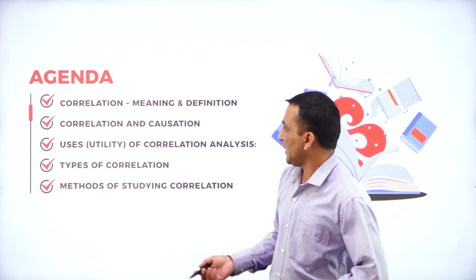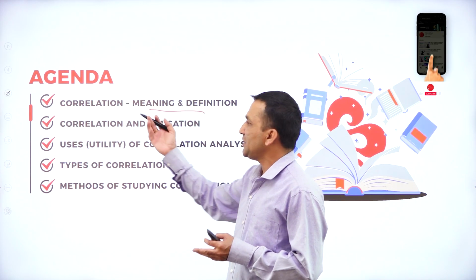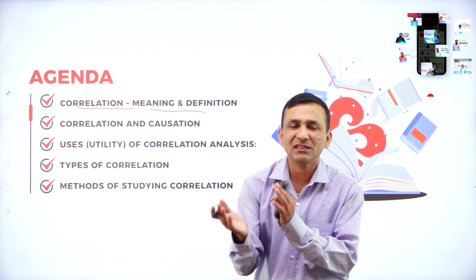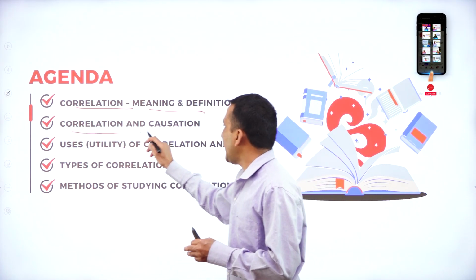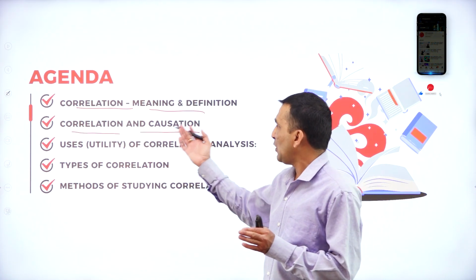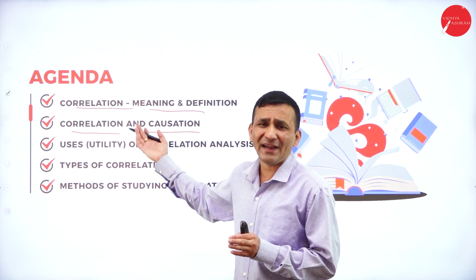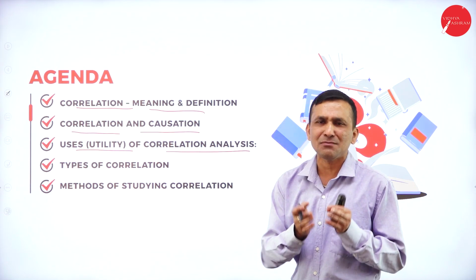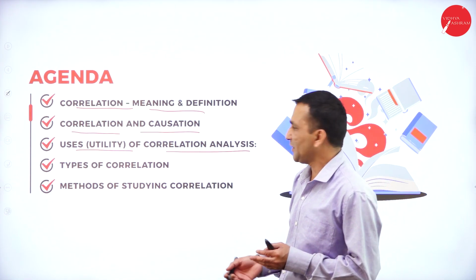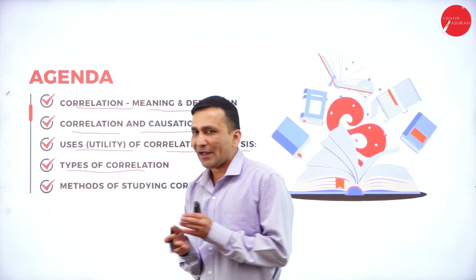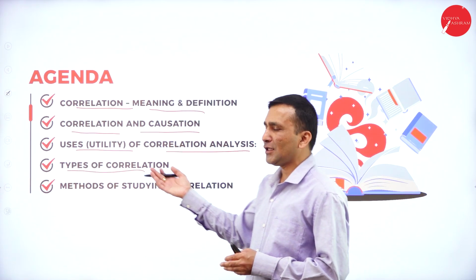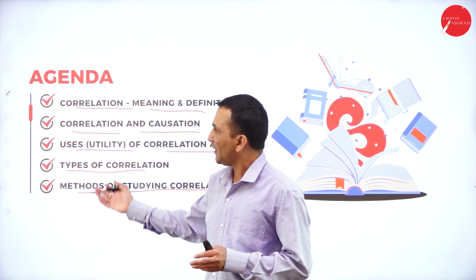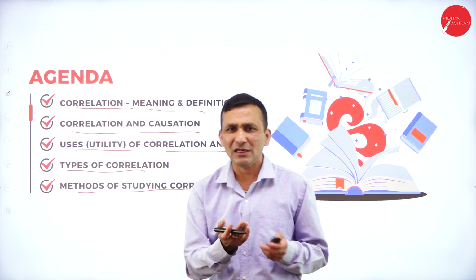Today my agenda is that you will get to know the meaning and definition of correlation. What is correlation? There are two factors, and how they are connected. Then correlation and causation, what exactly the causes are that we are identifying, why it is important, and the uses or utility of correlation analysis. Most areas use correlation analysis. And the types of correlation, there are different types of correlations we will discuss, and the methods of studying correlation. So today my agenda is related to correlation.